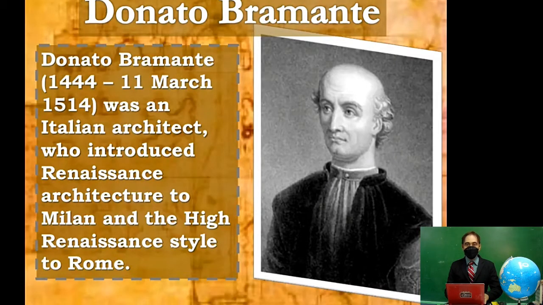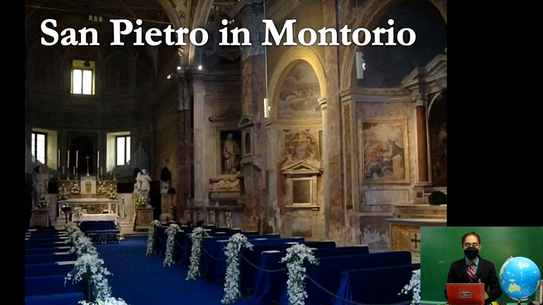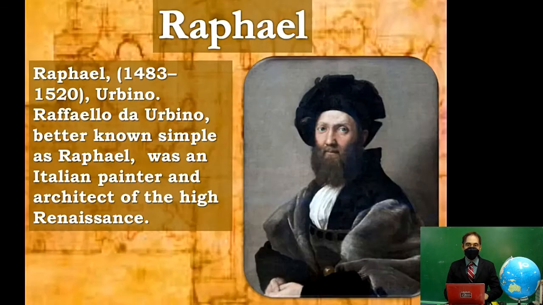Donato Bramante, 1444-1514, was an Italian architect who introduced Renaissance architecture to Milan and the High Renaissance style to Rome. He designed the dome of the San Pietro in Montorio. Here's the interior of the San Pietro in Montorio, still standing today.